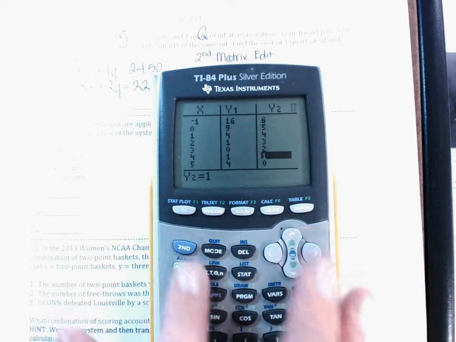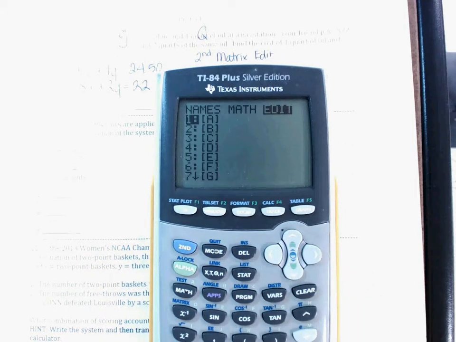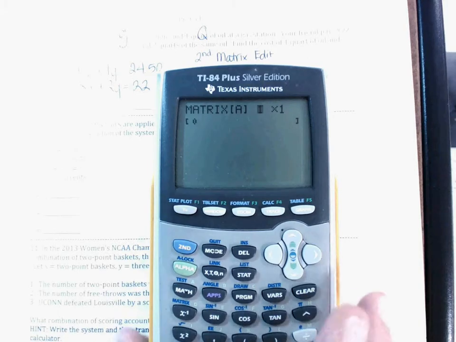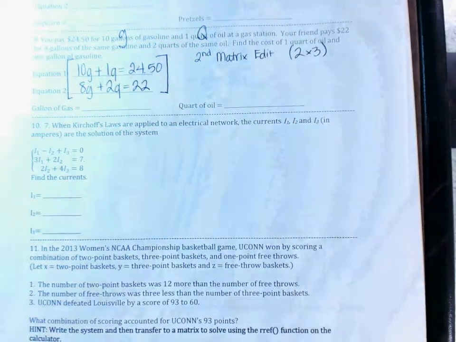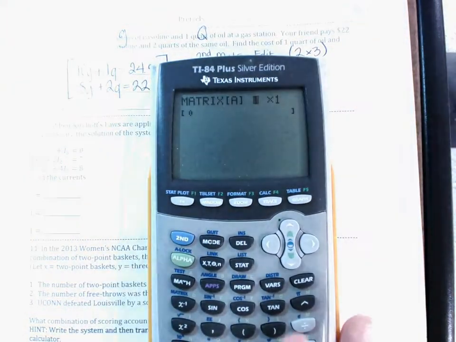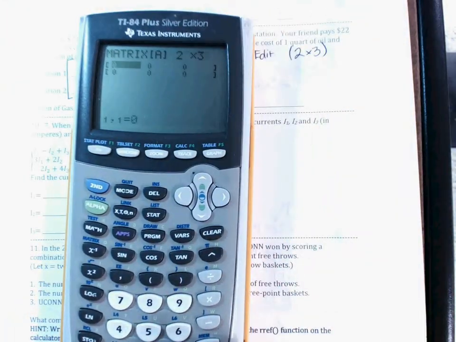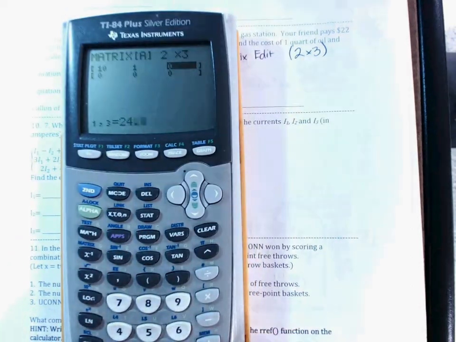So I'm pushing second matrix. I'm going over to edit. And the first thing you have to do is type in the size. Remember that it's how many rows, then how many columns. So what would my size be if I have this as my matrix? 2 by 3. Because it's 2 down and then 3 across. And then remember, when you type it into your calculator, you're only putting the numbers in. So my top row, I would do 2 by 3 up here. And I'm going to do 10, 1, 24.50.